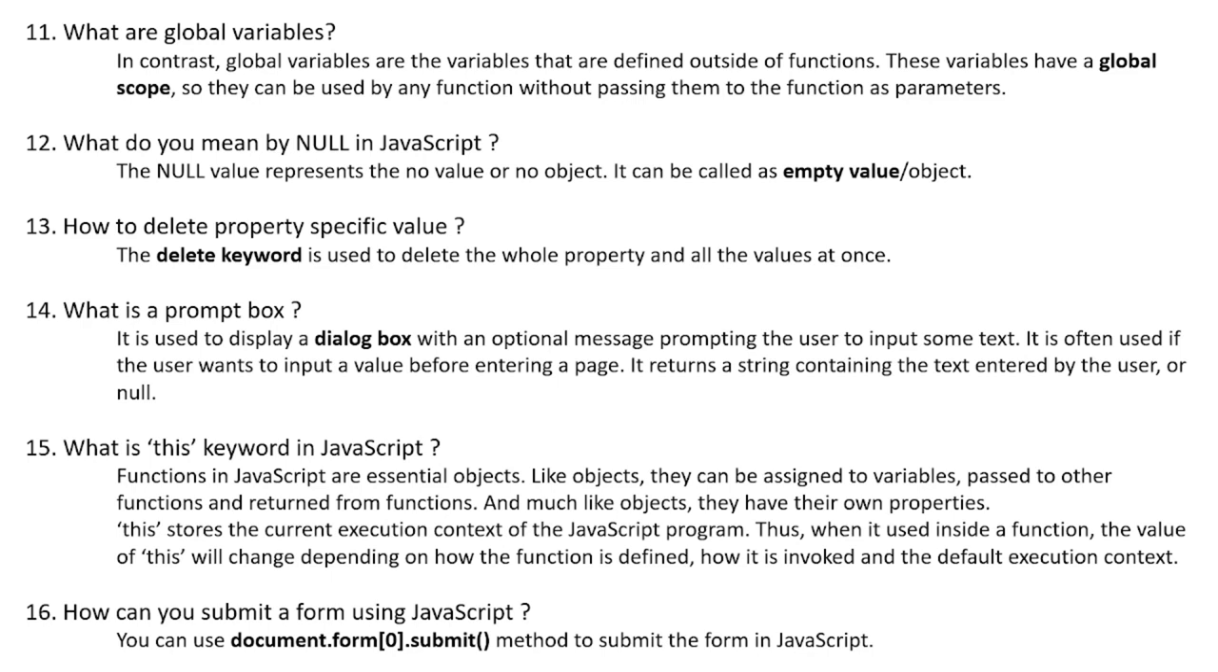Question 15. What is the this keyword in JavaScript? Answer. Functions in JavaScript are essentially objects. Like objects, they can be assigned to variables, passed to other functions and returned from functions. And much like objects, they have their own properties. This stores the current execution context of the JavaScript program. Thus, when it is used inside a function, the value of this will change depending on how the function is defined, how it is invoked and the default execution context.